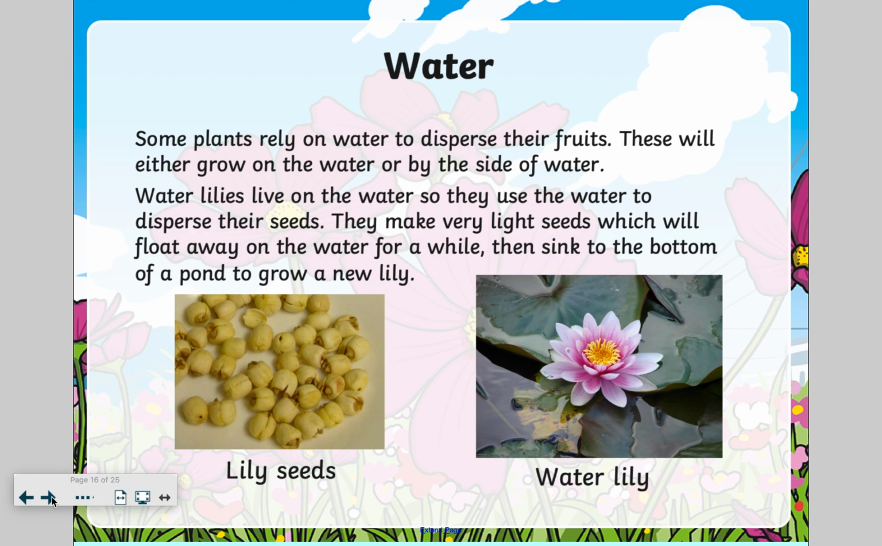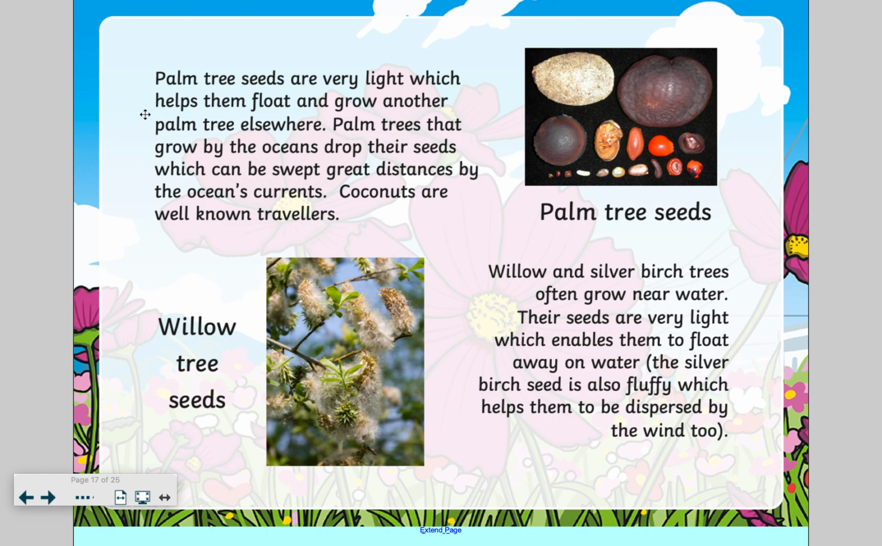Amazing. So you see, it's very clever how plants use all these different methods. Now, palm tree seeds are very light, which helps them float. So palm tree seeds can just float on water and they grow on another palm tree somewhere else. Palm trees that grow by the oceans drop their seeds, which can be swept great distances by the ocean's currents.